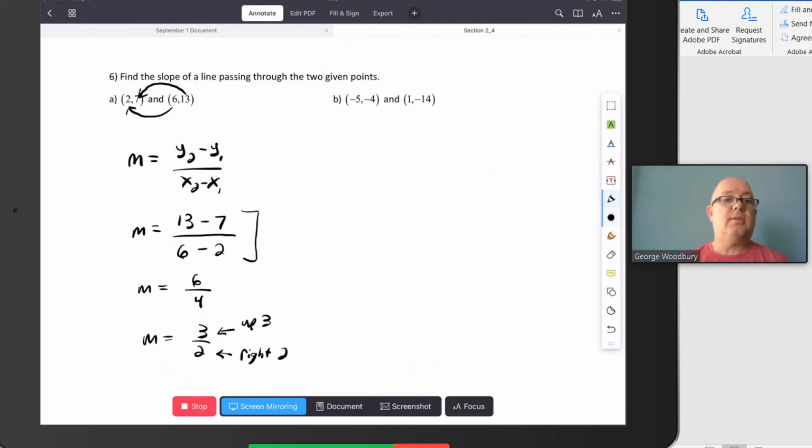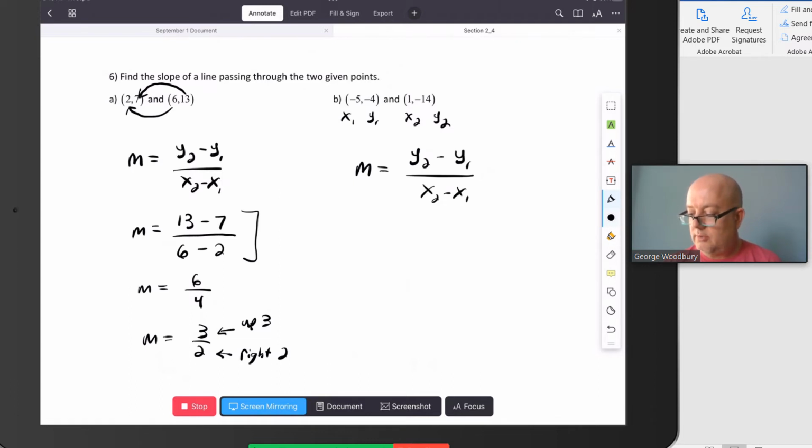For the second one, the points are -5, -4, and 1, -14. We've got to be careful when working with negative values. So let me label them first. x1, y1, x2, y2. I'm going to write the formula down again. y2 minus y1 over x2 minus x1. And when I go to substitute in, I'm going to start by placing the minus signs where they belong. The second y value was -14. I put that in the numerator before the subtraction sign.